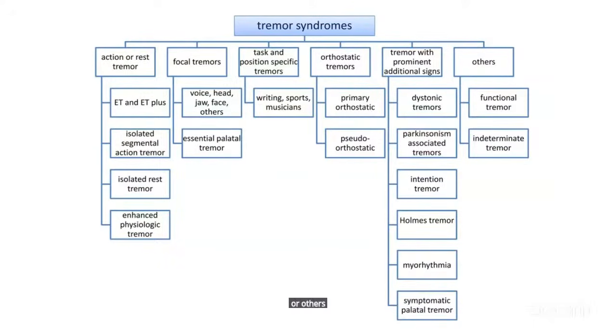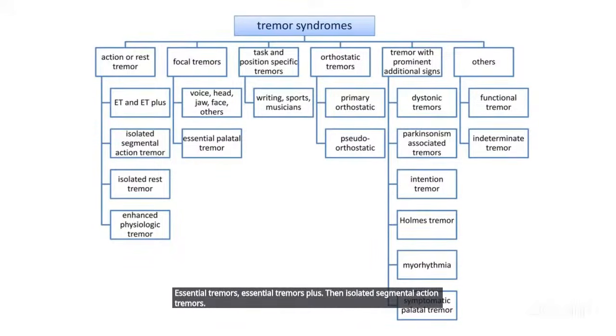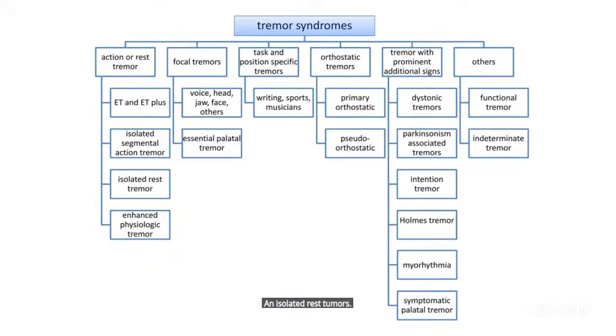So in action or rest tremors, we can divide it into essential tremors and essential tremors plus, then isolated segmental action tremors, then isolated rest tremors, and enhanced physiological tremors. The focal tremors, we can divide based on our body parts like voice tremors, head tremors, jaw chin tremors, and face tremors.